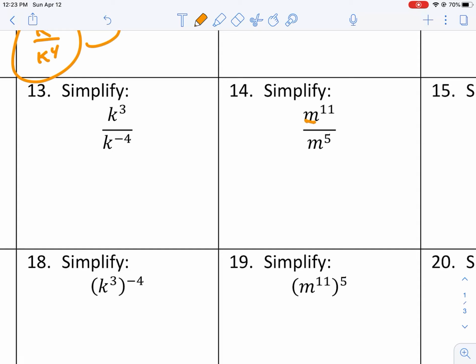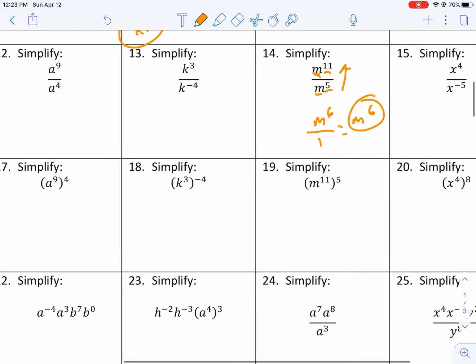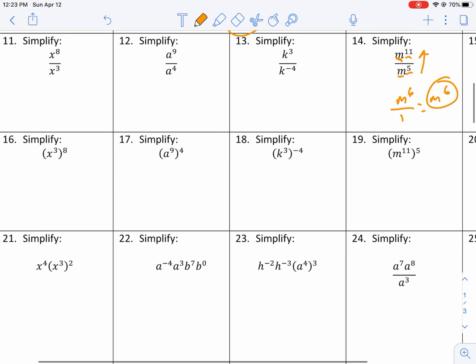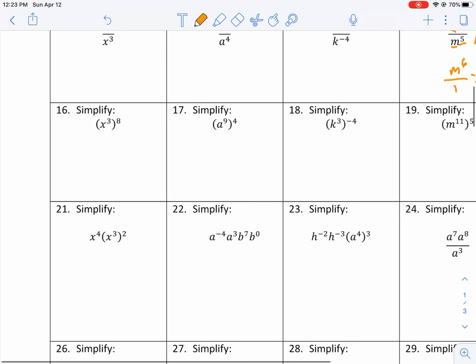So we have some here. All right, let's look at number 14. We have m, a common base. We have 11 and 5. We take 11 minus 5, which is 6. The largest exponent was on top, so it says m to the 6th on top over 1, or m to the 6th. You're done.